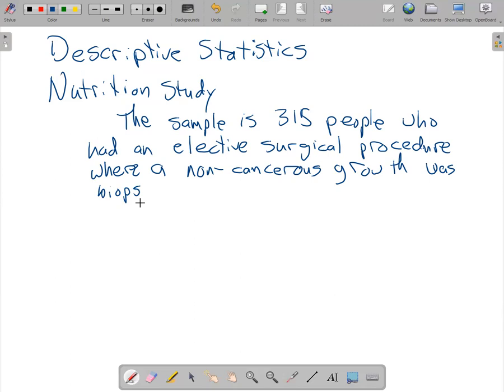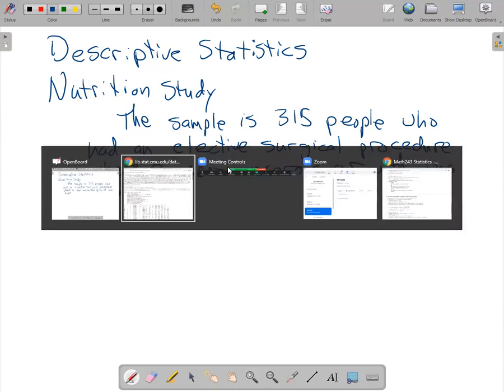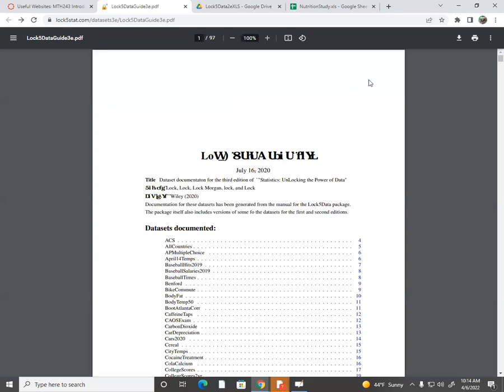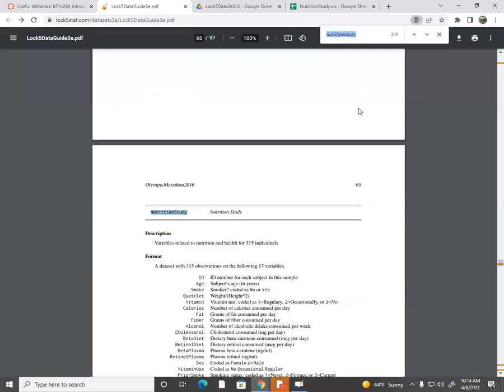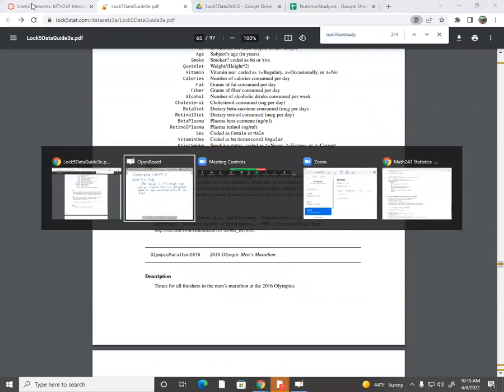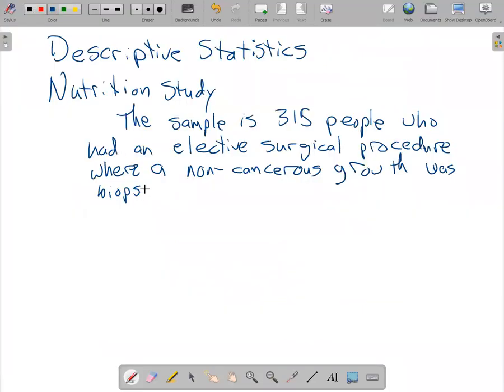And I don't remember how to spell biopsy, so let's take a look. I'll be back here. Oh, I guess it would just be, all right, it's not too hard. Biopsied or removed.